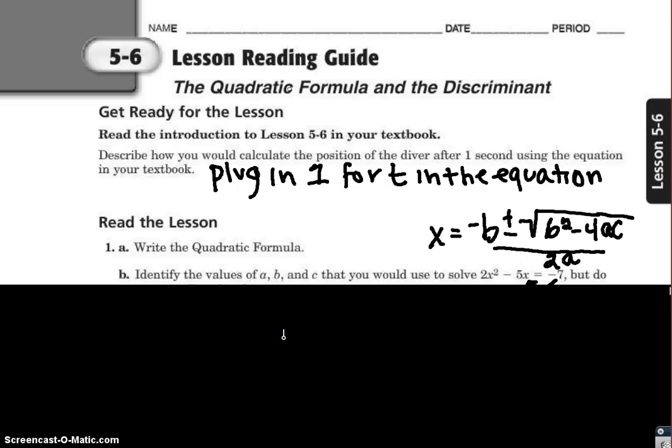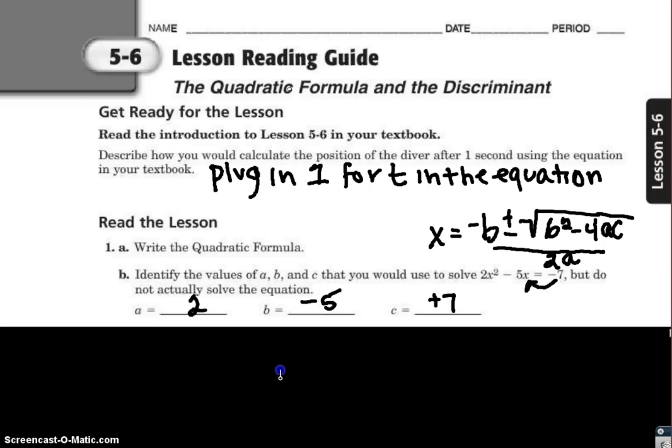It says we're going to identify the values a, b, and c that you would use to solve 2x squared minus 5x is equal to negative 7. Now remember, in order for me to label a, b, and c and solve a quadratic, my quadratic has to be equal to 0. So my a is going to be a positive 2, my b is going to be a negative 5, and c is actually going to be a positive 7. Because if it's a negative 7 on the right-hand side of the equation, when I add 7 to make my equation equal to 0, that's what makes it a positive 7. Okay, so let's look at the table below.